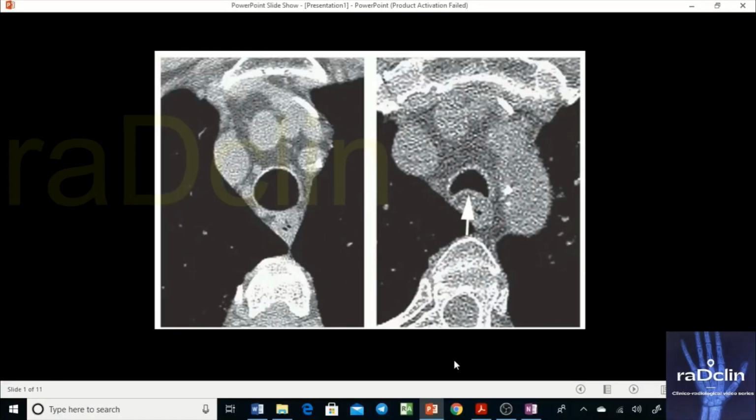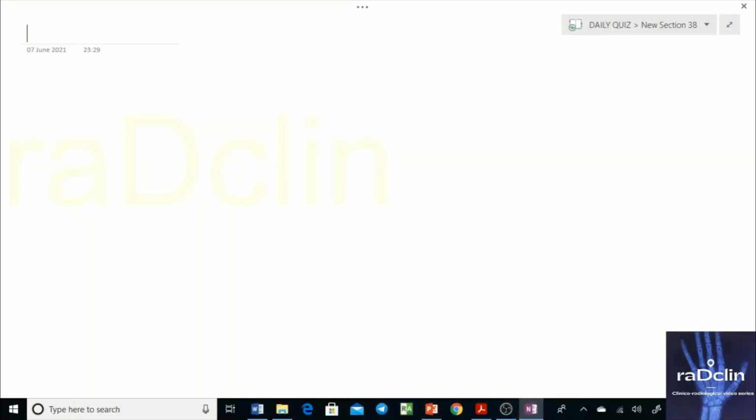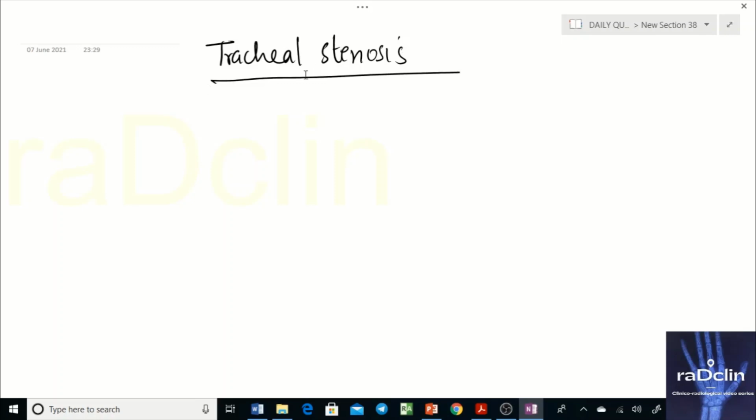Now the next particular lesion that we're going to discuss is your tracheal stenosis. Now tracheal stenosis, we know that there'll be some luminal narrowing. That is what tracheal stenosis is. Now what could be the cause of tracheal stenosis? It could be congenital, or it could be acquired also.